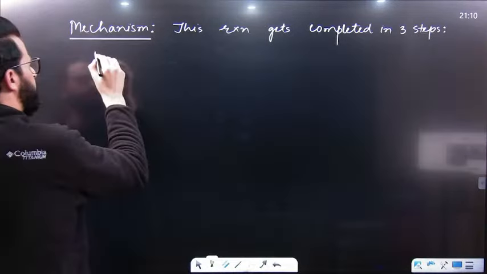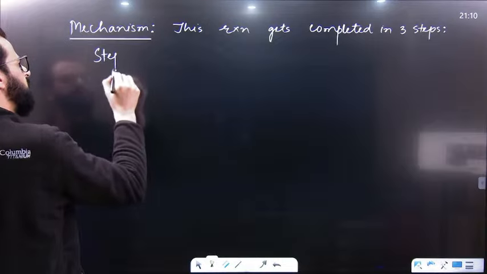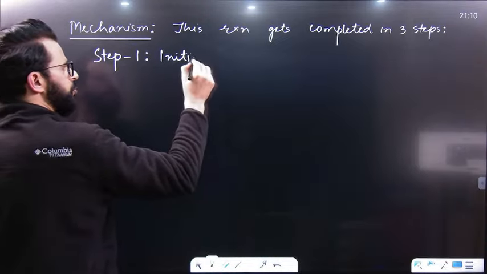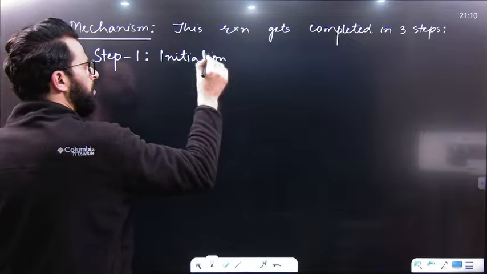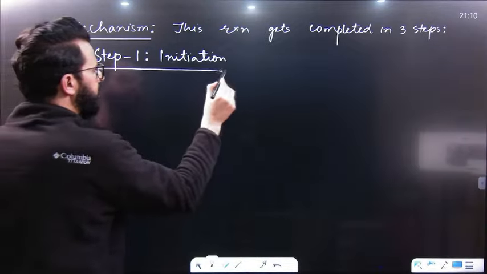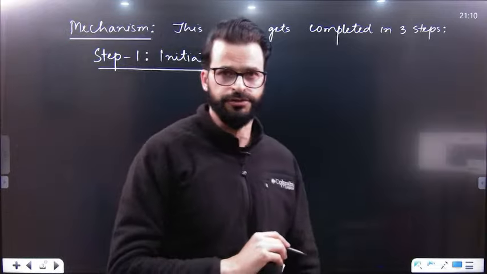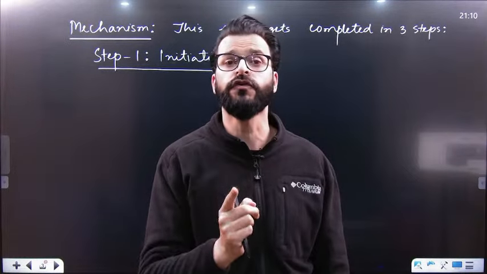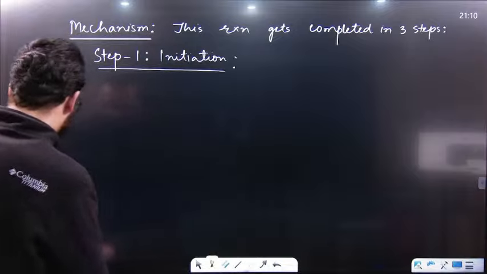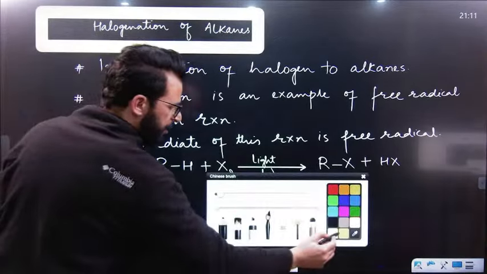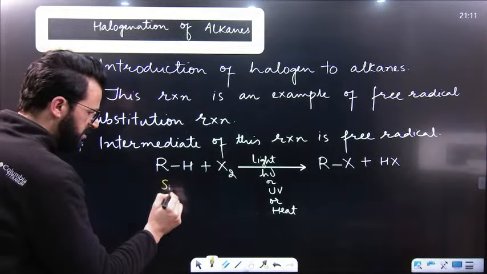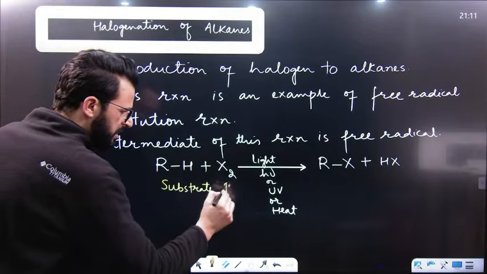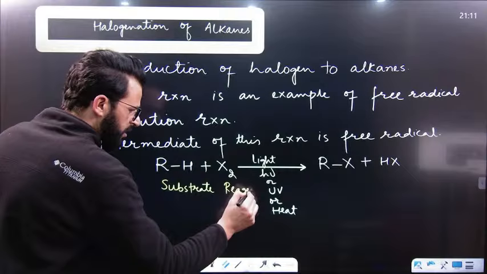Step number 1 is always initiation. Now the question is, what happens during initiation? During initiation, our reagent always forms a radical. Now the question is, in our reaction, which is the reagent? We know this is the substrate of the reaction, and this is the reagent of our reaction.